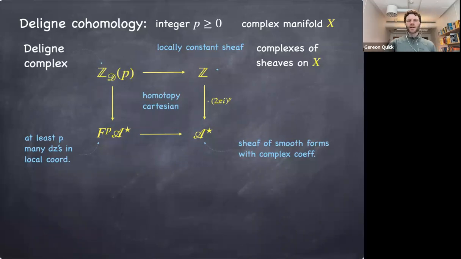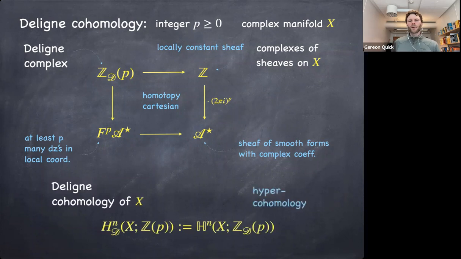Okay, and then we can define link cohomology just by taking the hypercohomology of this complex in each degree. And so for every integer we can do this.